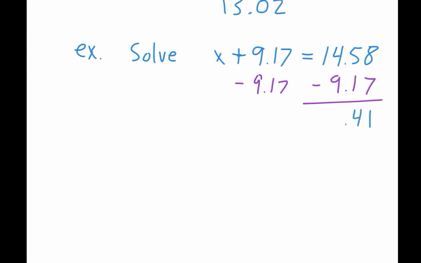Then a 4 minus 9. That doesn't work. So you could look at it as a 14 minus 9, or you could cross out your 1 and make it 14. But that gives us a 5. So 5.41 for a final answer.